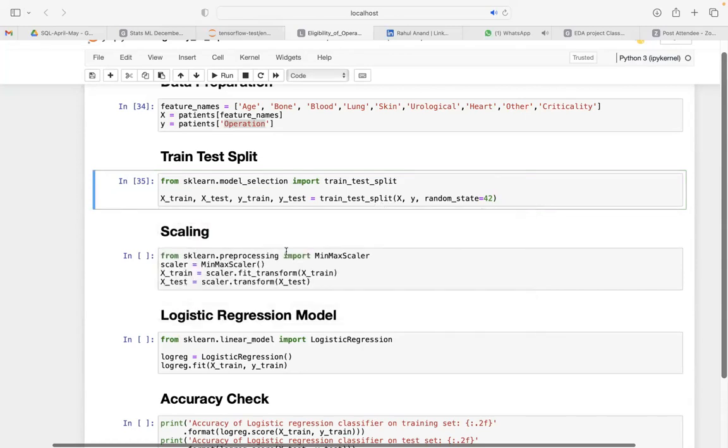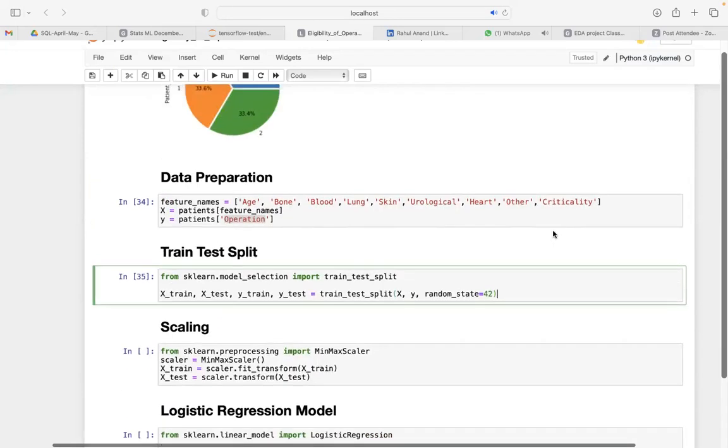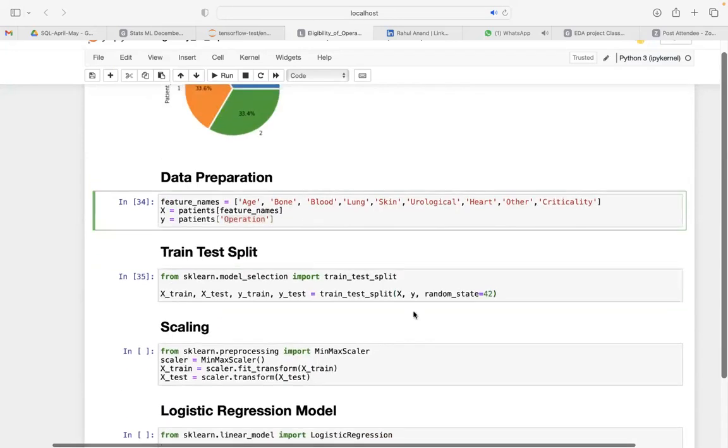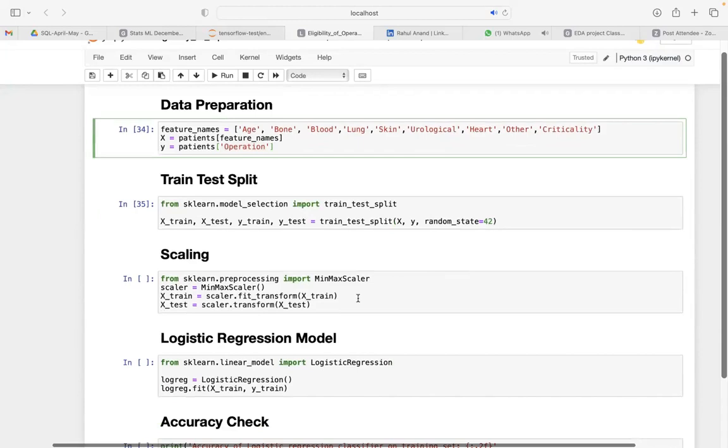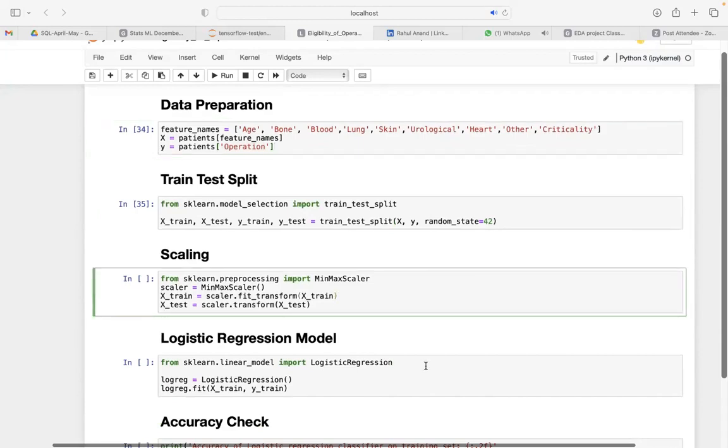Yeah, we can use stratify also, if we require. We can use a number of things, but today I'll just keep it to basics, just to set up a benchmark at a certain accuracy level, and then we will try to improve it. Okay, so this is done. We have done the train test splitting. Now we need to do scaling.